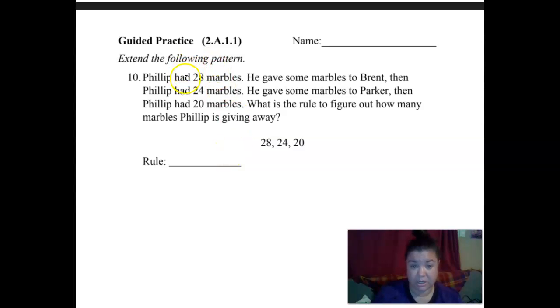So he started with 28, and then he gave how many to Brent? And then how many did he give to Parker? Pause the video. We already said it was subtract. Okay, so we know it's subtraction. That was easy because we knew he was giving them away, and when you give them away, we're getting less, not more.